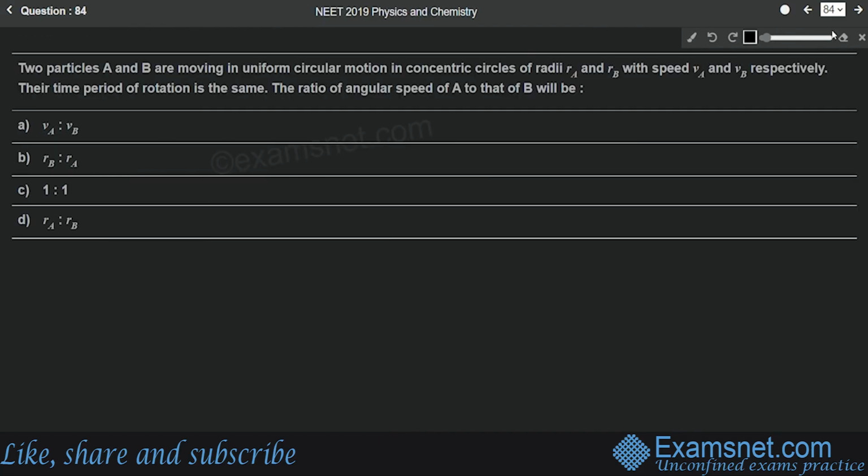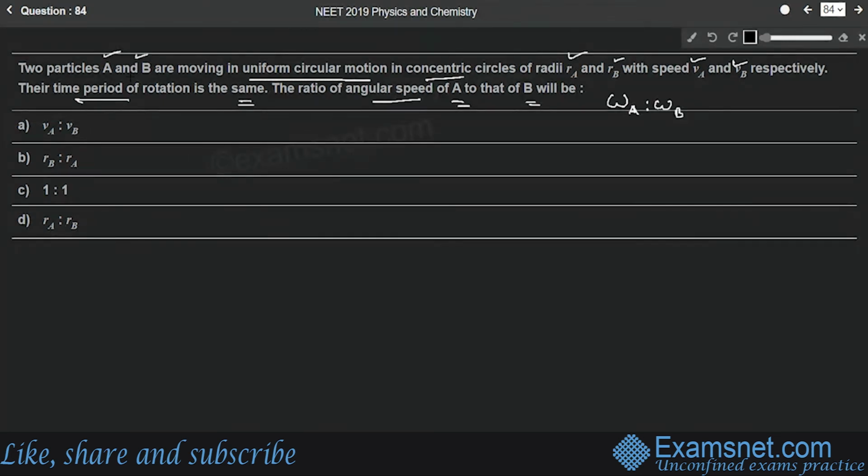Question number 84 is from the chapter Motion in a Plane, and the question is, two particles A and B are moving in uniform circular motion in concentric circles of radii RA and RB with speed VA and VB respectively. Their time period of rotation is same. Then the ratio of angular speed of A to that of B will be. That means we have to find out the ratio omega A is to omega B.